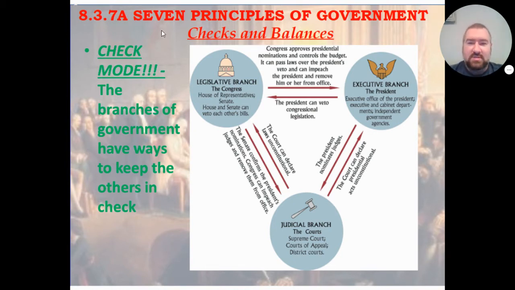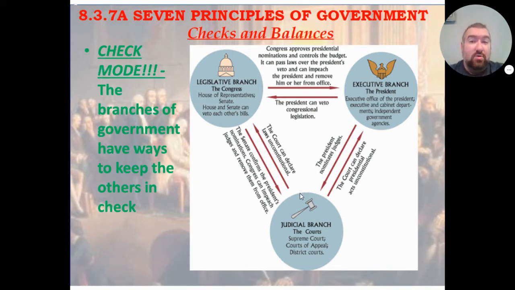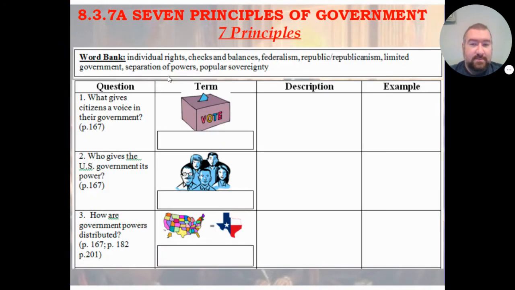So we're going to talk about this some more, once again, in lesson 837B. But once again, Congress has powers to check the judicial branch and has powers to check the executive branch. The executive branch, the president, has powers to check the legislative branch and to check the judicial branch. The judicial branch has powers to check the legislative branch as well as the executive branch. So all of these are kind of like a 3-legged stool, which once again, we'll talk about some more in lesson 837B. So let's go ahead and move on to our assignment.